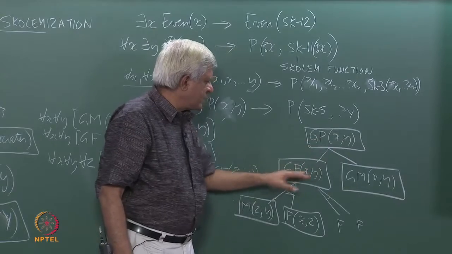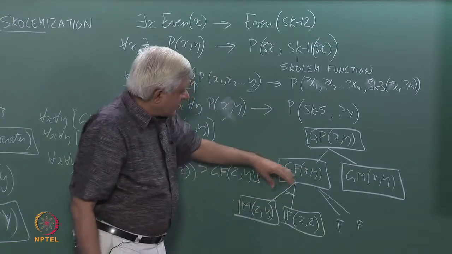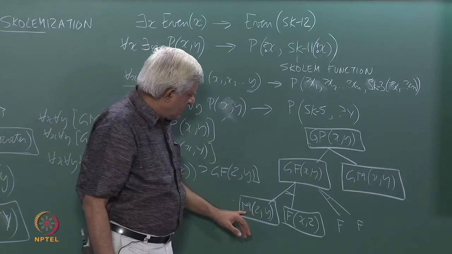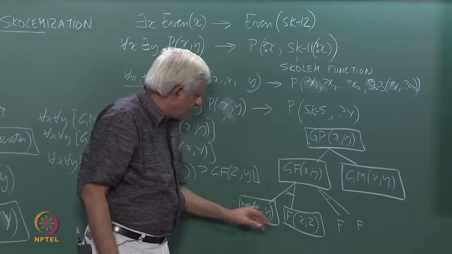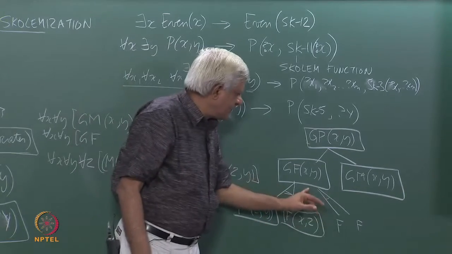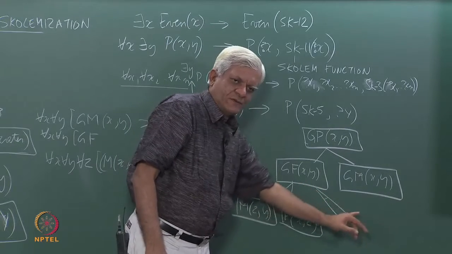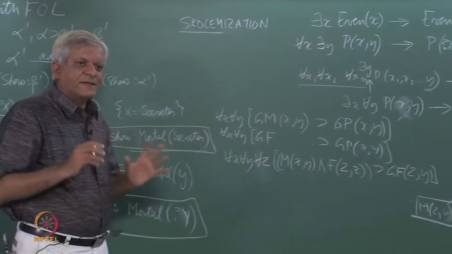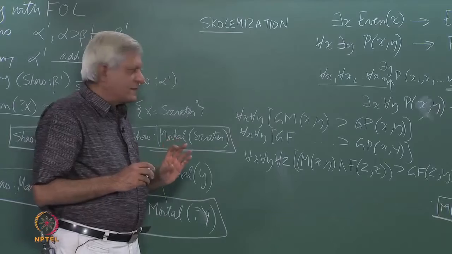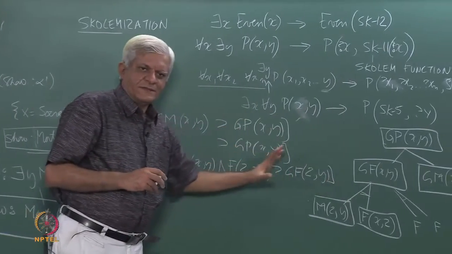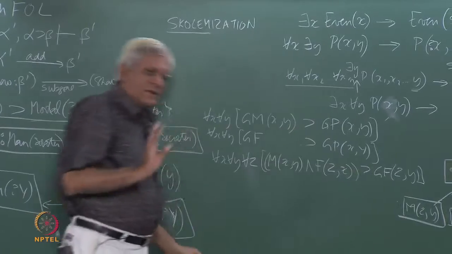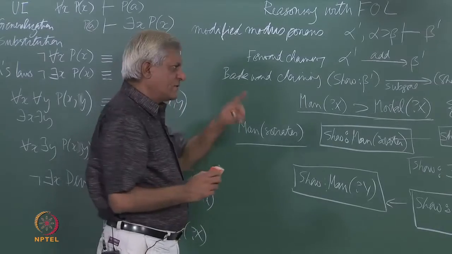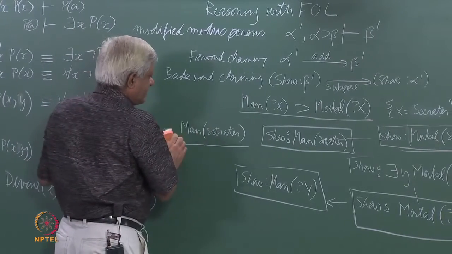So either X is the grandfather of Y or X is the grandmother of Y. Then if X is the grandfather of Y, it could be that X is the father of Z who is the mother of Y, or it could be that X is the father of Z who is the father of Y, both are possible. So you have all these different possibilities, and the space that backward chaining will have to search is an AND/OR tree essentially. And what Prolog does is essentially depth first search on that tree. So let me rewrite this here.